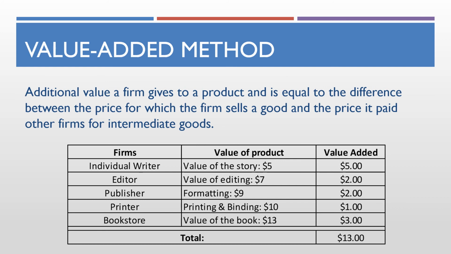Publishers who format the book will add $2 of additional value, and the printer will print the book and add $1 additional value, and the bookstore putting the book on the shelves will add another $3 of value. To sum all this additional value of the book together, when it finally arrives at the market, it might cost $13 for people to buy it.